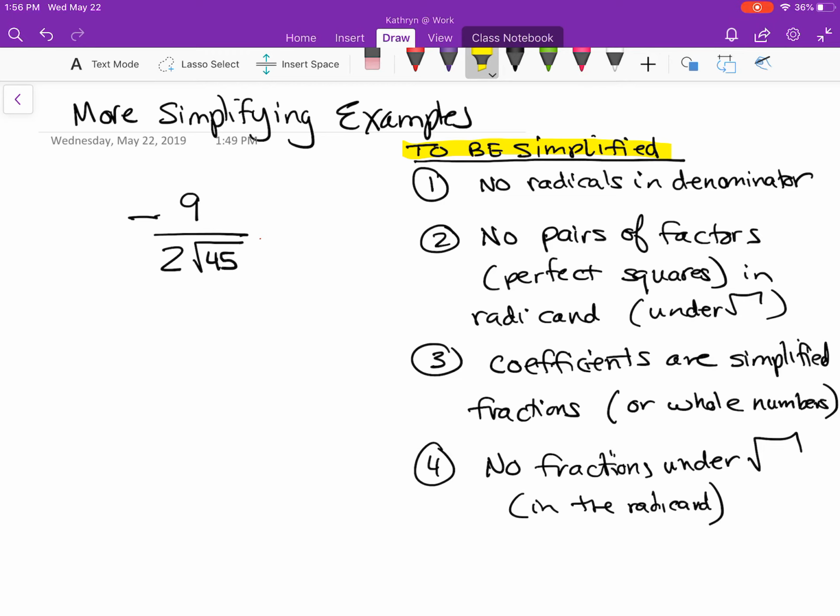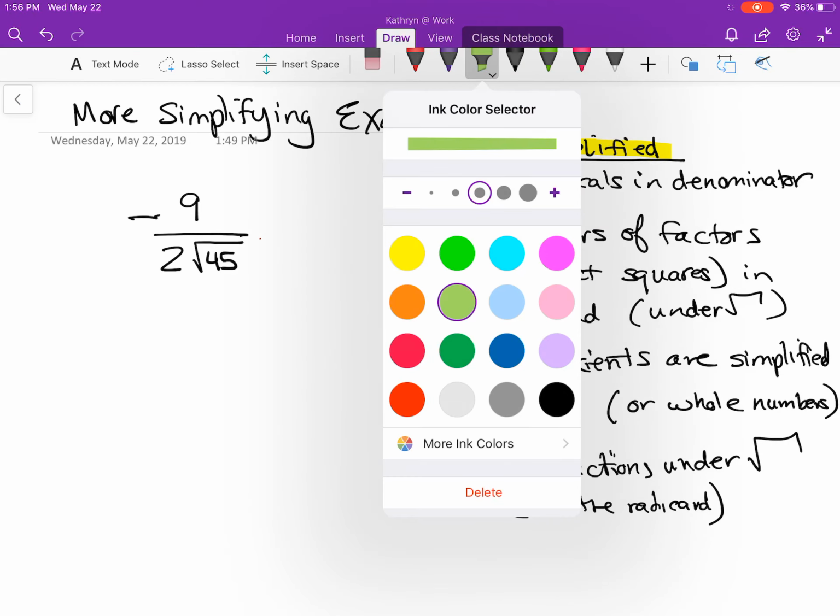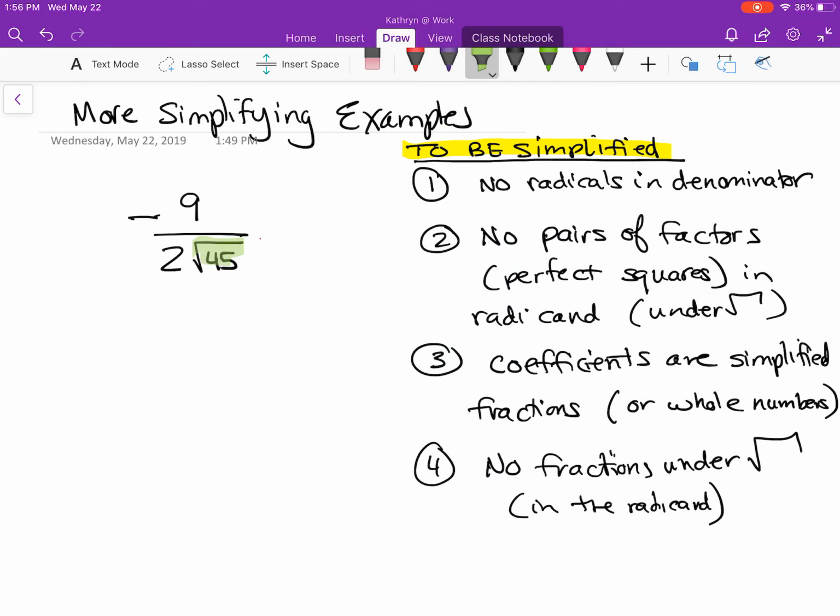The first one is that no radicals can be in the denominator. You can see in our example over here that I have the square root of 45 in the denominator right now, so that's a problem. I have to do something with that.